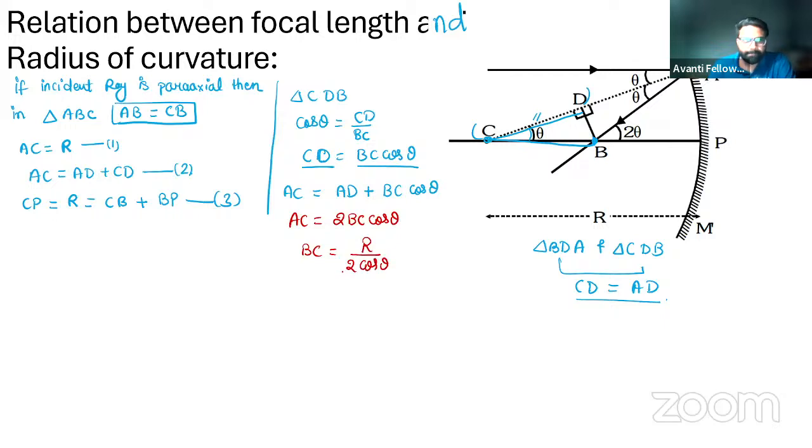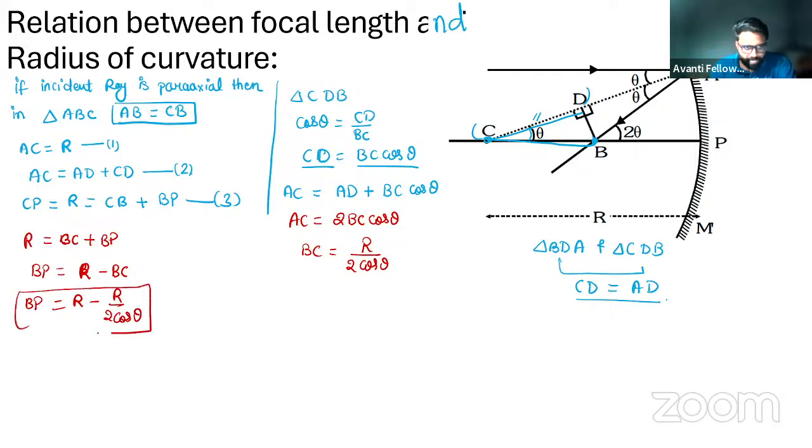ठीक है, now we have this equation 1 and equation 3 to calculate BP. Actually we want to calculate BP, and this equation is R is equal to BC plus BP. तो BP कितना होगा? R minus BC. What is the value of BC? It is R upon 2 cos theta. This is the formula, and this BP is nothing but the focal length. So focal length is equal to R minus R by 2 cos theta.